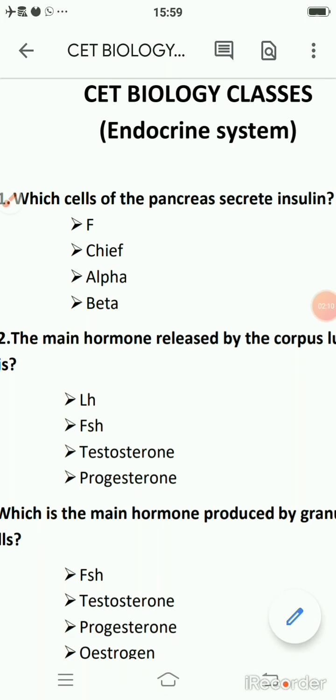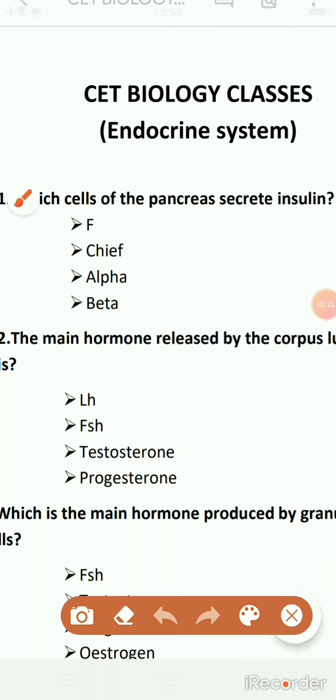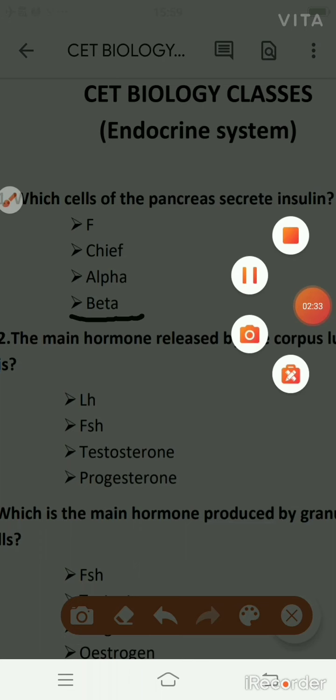Next, move on to the beta cells. Beta cells are found in the pancreatic islets, or the islets of Langerhans, and they secrete insulin and amylin. So the beta cells are the right answer. Fine. Let's move on to the next question.